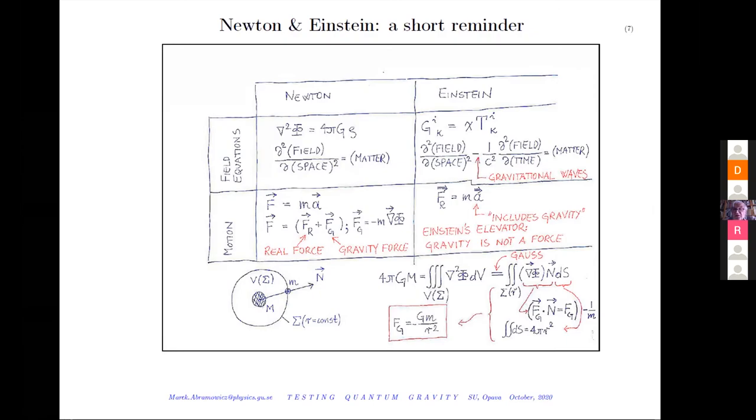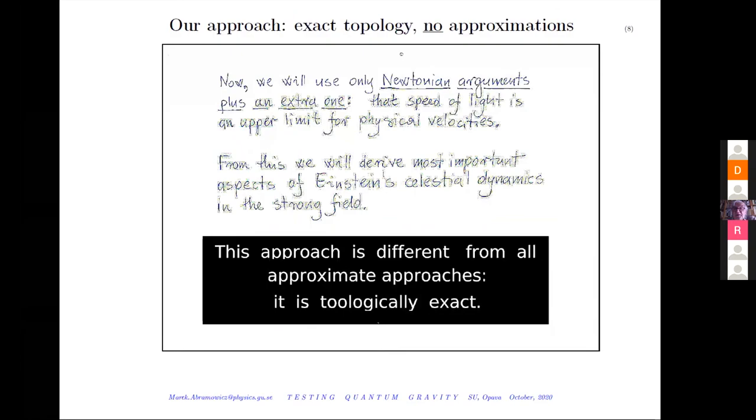So I will not describe all the lines here. It is just a short summary of Newton and Einstein theories. And the idea of the next few slides is that we do not know about Einstein, we know only about Newton. So that is the whole approach. And I stress that this approach is very, very different from all approximate approaches.